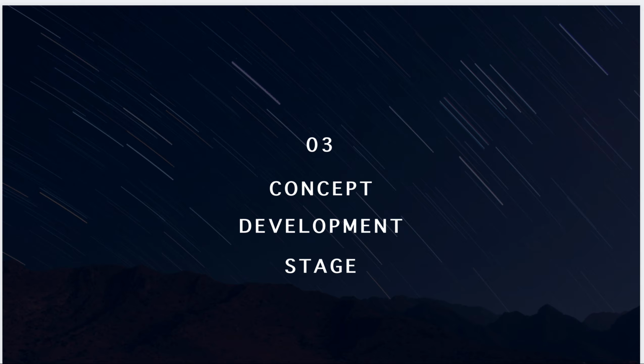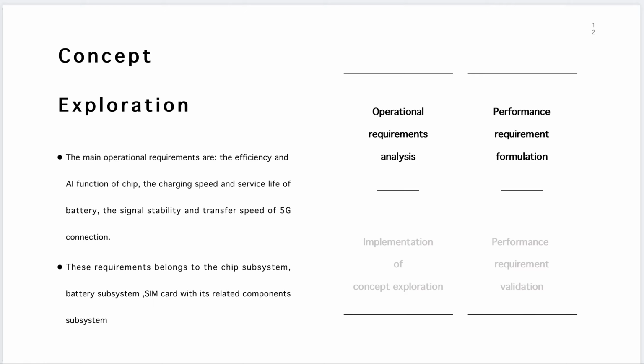The aim of concept exploration is getting the system performance requirements and the candidate system concepts, which means further analyzing the feasibility and the operability of the system. This part is also divided into four steps: operational requirements analysis, performance requirement formulation, implementation of concept exploration, and performance requirement validation. For the operational requirements analysis, we could know that the main requirements are the efficiency and the AI function of the chip, the charging speed and service life of the battery, the signal stability and the transfer speed of 5G connection. These requirements belong to the chip subsystem, battery subsystem, and SIM card with its related component subsystem.